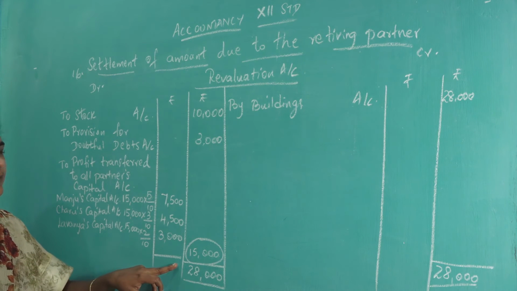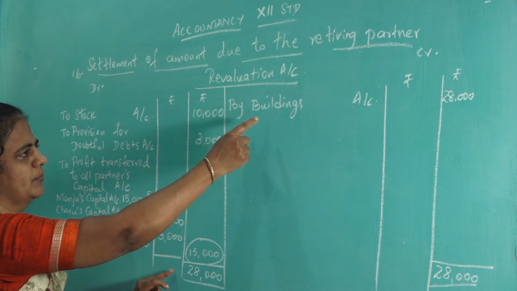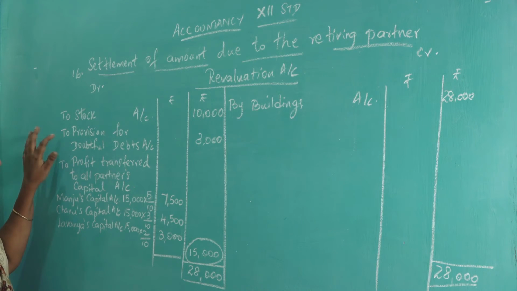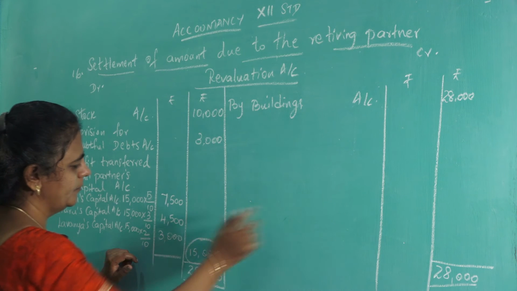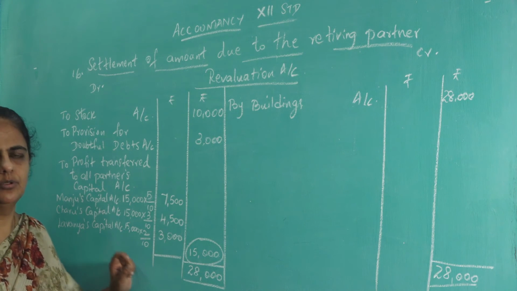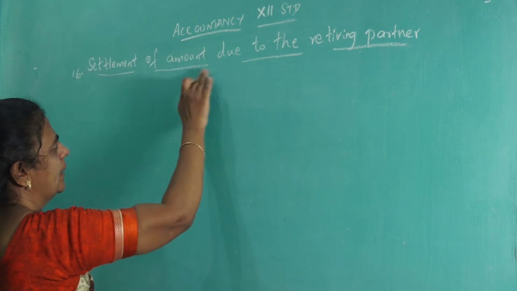How to prepare this revaluation account? What I am doing? I am taking and writing whatever is the profit on the credit side, and all the losses, 2 losses are there, that is on the debit side. Finally, credit side is greater, so you get a profit of rupees 15,000. Next, what you have to do? You have to prepare the capital account.